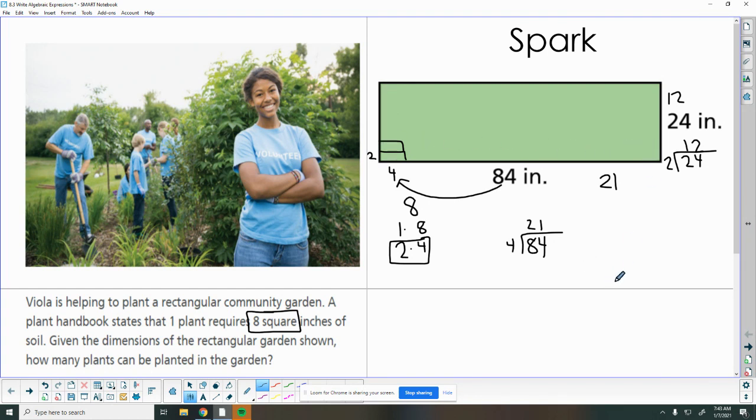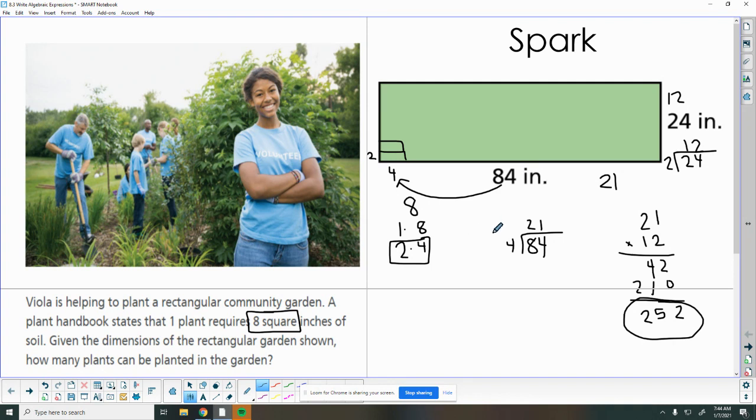Now I need to find out how many the array of 21 by 12 makes, so we're going to go ahead and multiply those. So it looks like it can hold 252 plants. They each need 8 square inches, and 4 times 2 would make 8.